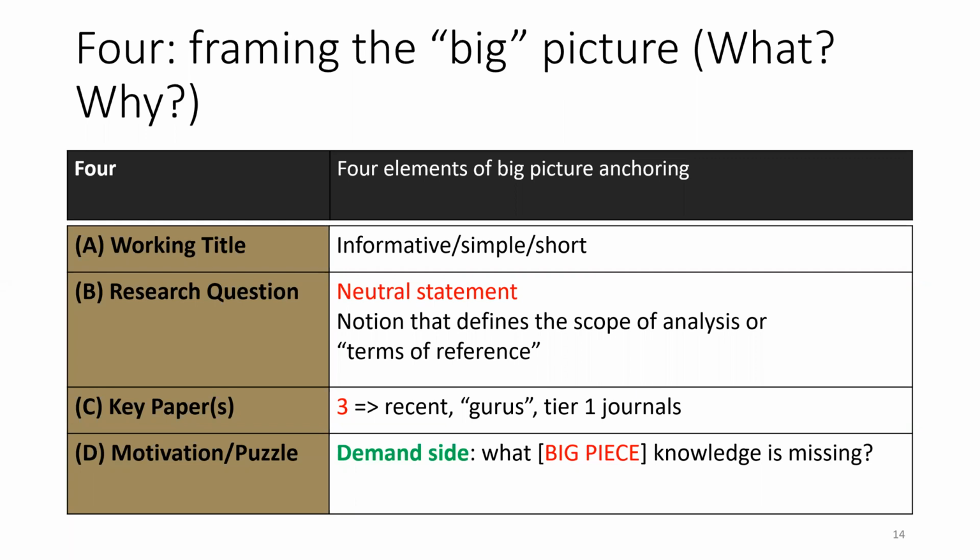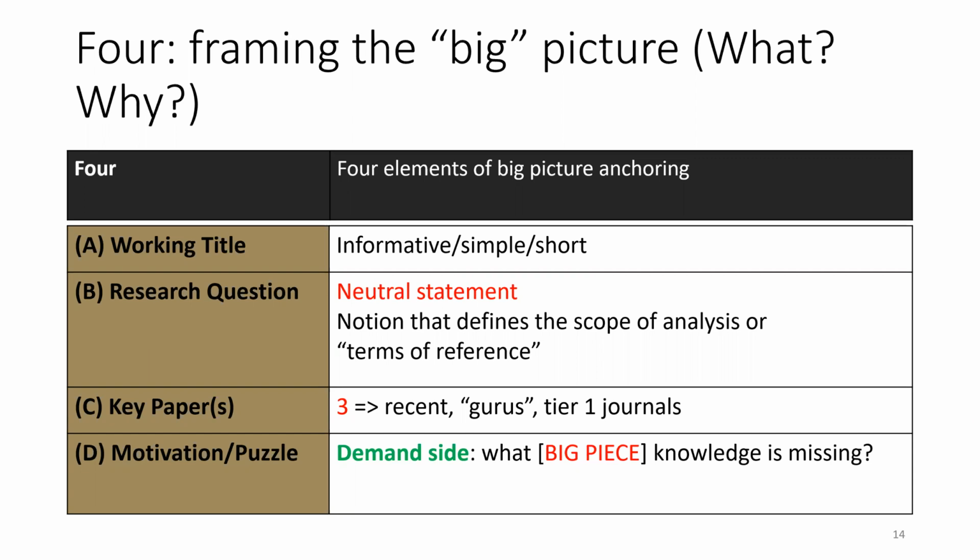The key papers, strong word of advice here, choose 3 key papers, the 3 salient or most influential papers that you've read that you think best positions your work. And these papers should be as recent as you can make them. They should be written by leaders in the field, the so-called gurus. And if at all possible, you should choose them from the highest quality journals in your area, so the tier 1 journals.